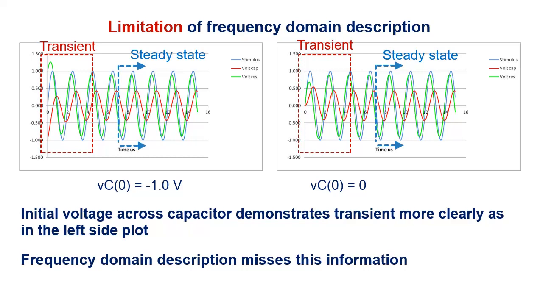The frequency domain description ignores the transient information and describes the circuit in terms of the steady-state region only. This may be adequate for certain applications, but when information on the transients is important, we cannot use the frequency domain approach.